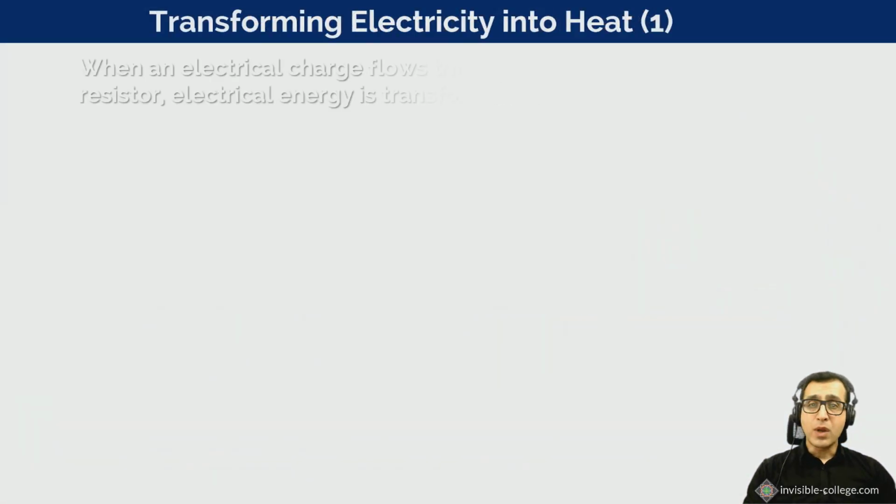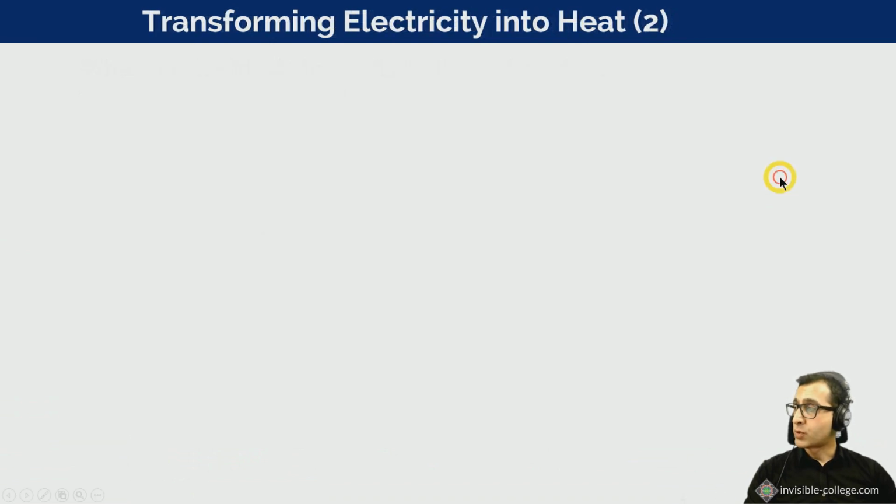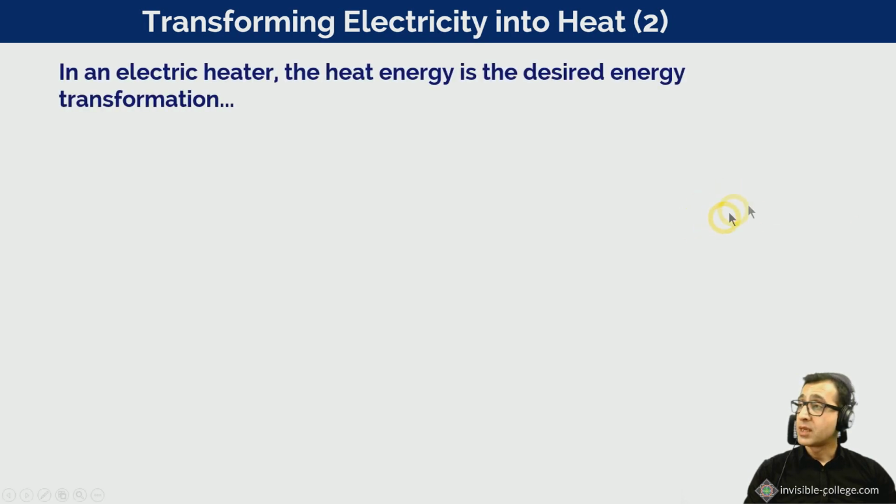So, when we imagine an electrical current flowing through a wire in an electrical heater, the heat energy is the desired energy output. Now, this goes to a concept called efficiency. Efficiency depends on a couple of things. It depends on what is the desired energy output, the useful energy output for that device.